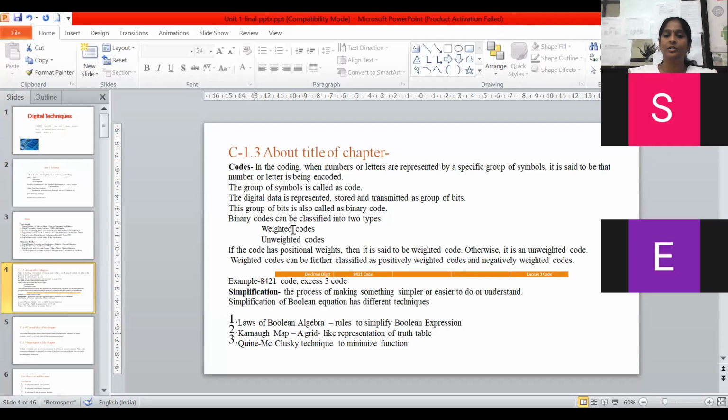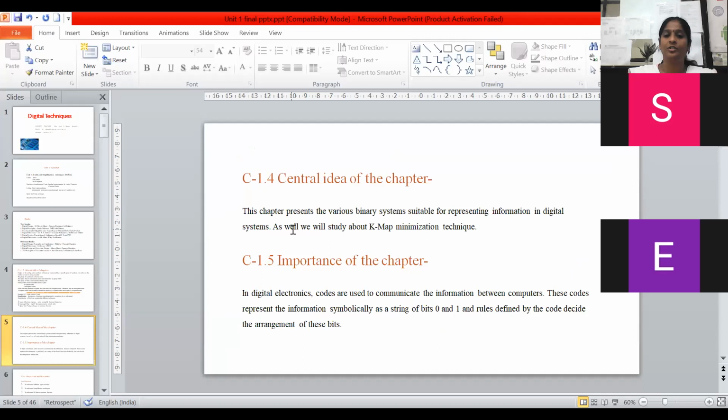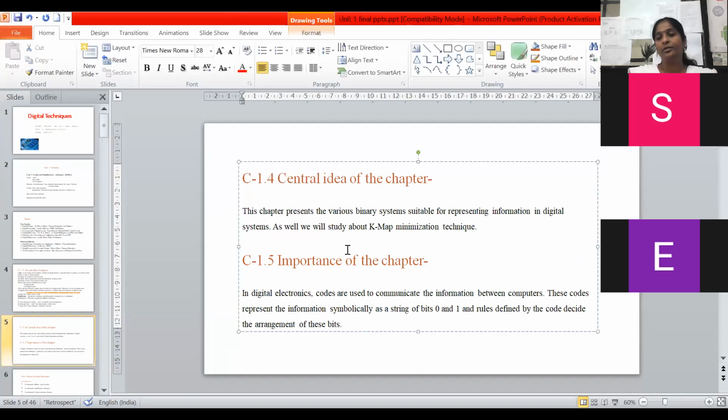Then the central idea, as I told you, in this chapter we are going to discuss two different things, simplification technique and different types of codes. What is the importance? In the introduction of digital technique I gave the importance of the subject, but now I am explaining the importance of the chapter. To understand digital electronics, we should know which different codes are available. Then we have to study the different types of codes.